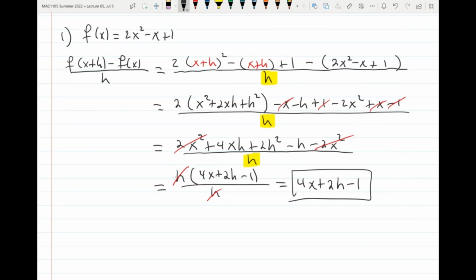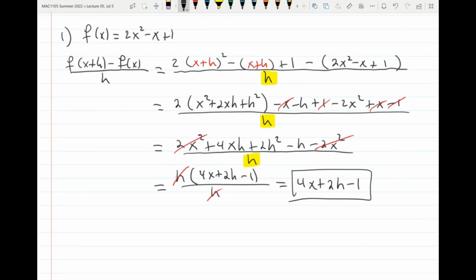Yes? Does the order we put it in matter? Because I put it as 2h plus 4x minus 1. Is that 2h plus 4x minus 1? Does it matter the order we put it in? I mean, 2 plus 3 is the same thing as 3 plus 2. Yeah. All right. You okay with this?